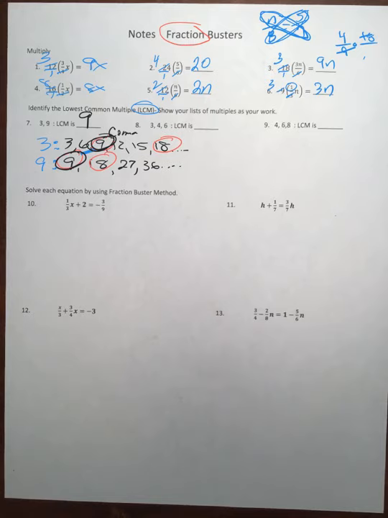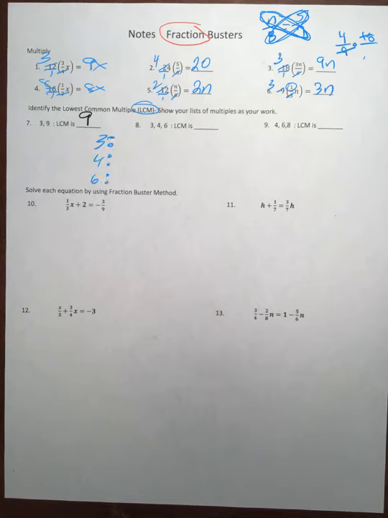So let's try another one. The lowest common multiple of 3, 4, and 6. So we're going to make a list of the multiples of 3, we're going to make a list of the multiples of 4, and we're going to make a list of the multiples of 6. So counting by 3s, 3, 6, 9, 12, 15, 18, 21, and so on and so forth. 24 and 27, right? We keep on going.